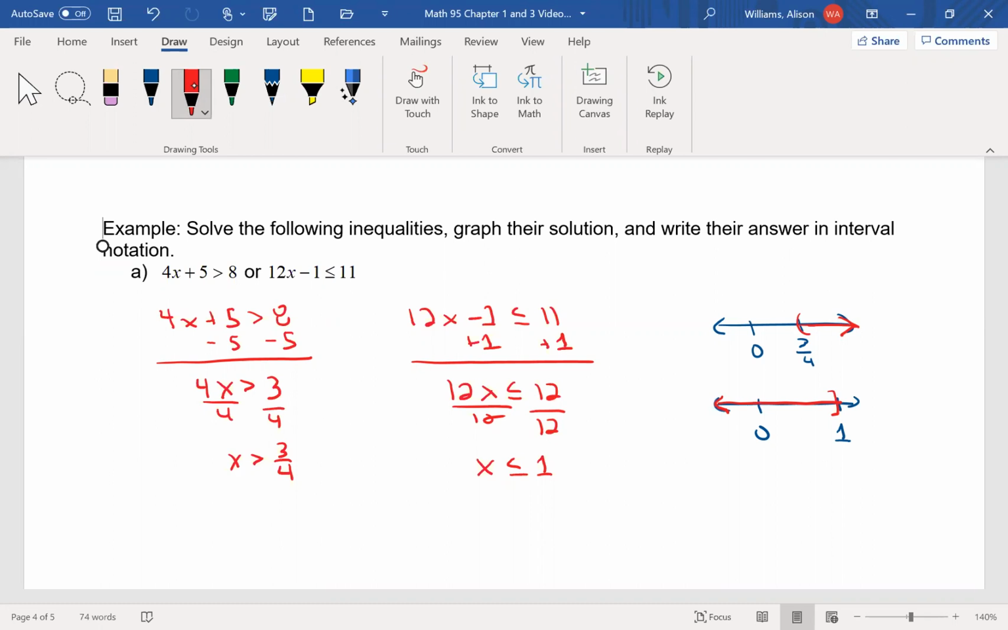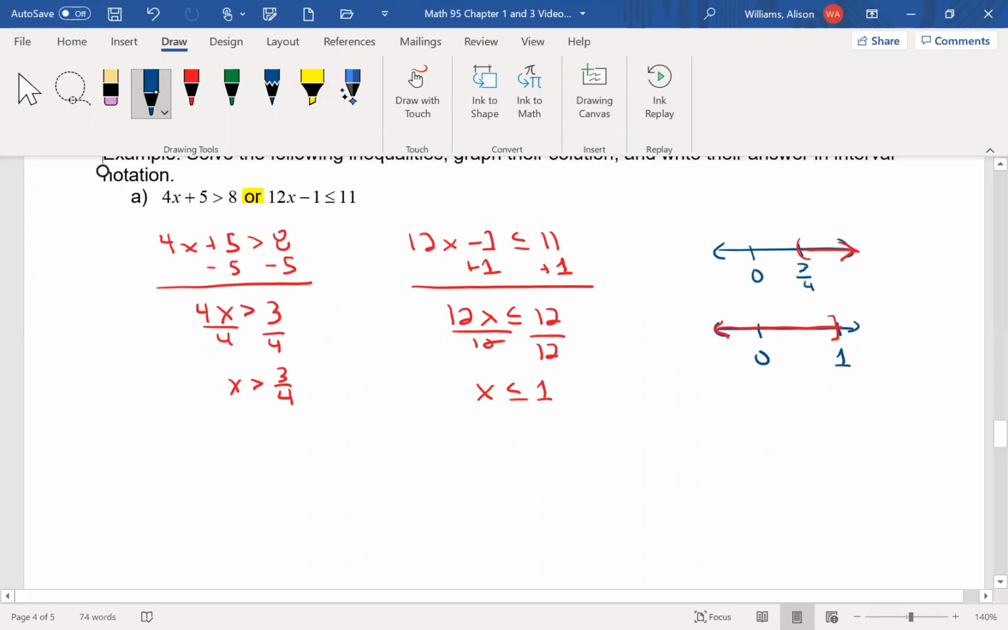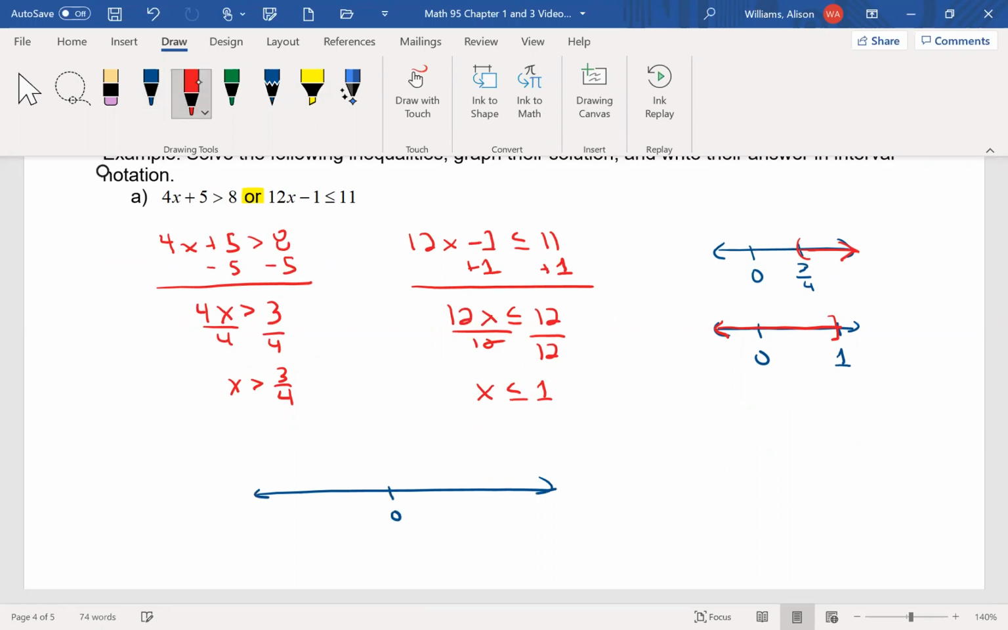Okay, so for this, since we're doing or, we're combining these two together. So the final answer then is going to be the whole number line, shaded, because they overlap each other. If we're combining the two of them together, it ends up being the whole number line. And then in interval notation, I'm going to do it in green, which is what I should have done last time. It's going to go from negative infinity to positive infinity.